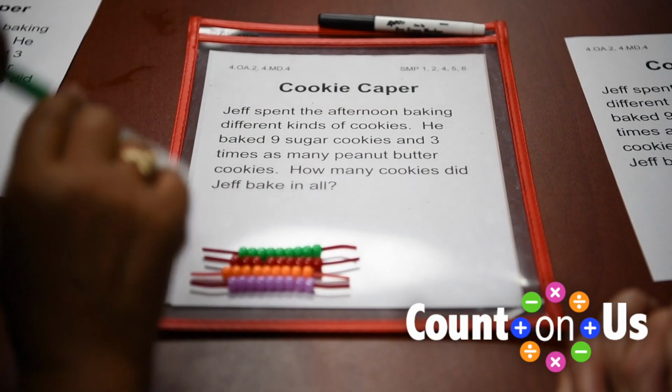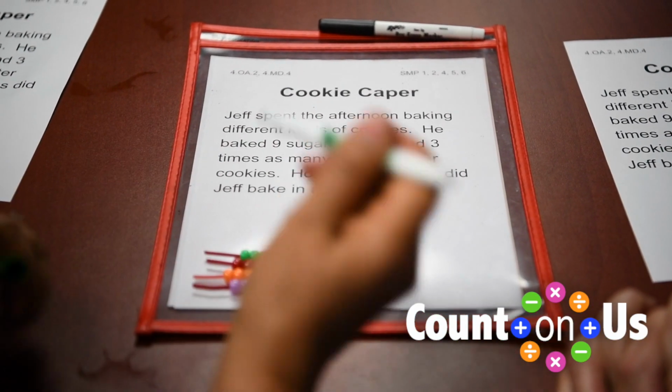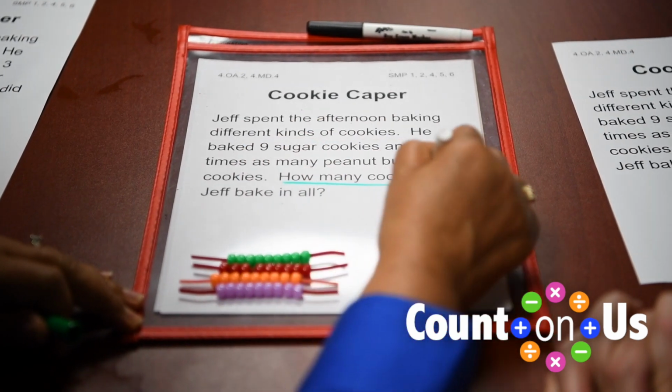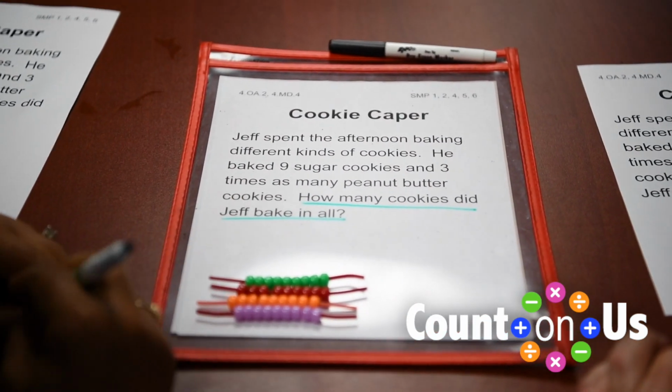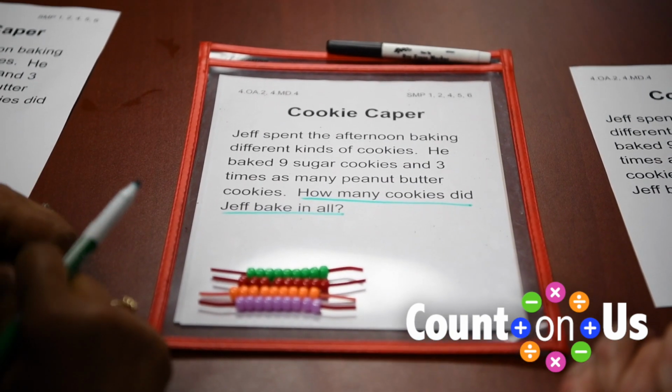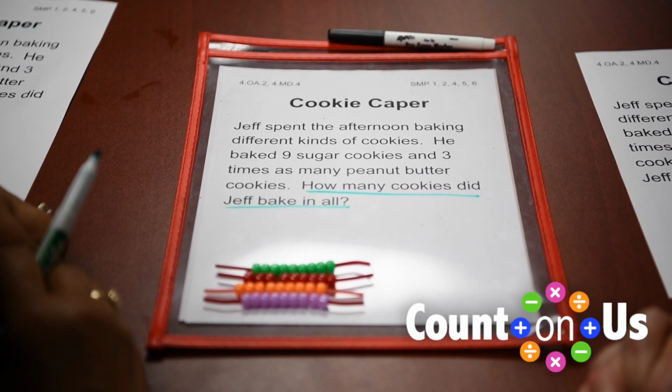Okay, with this particular problem, we will be using several of our mathematical practices. Mathematical practice number 1 is that we need to make sense of the problem. So we can identify the question so that we can go back into the problem and identify what clues or information we need to use to help us answer how many cookies Jeff baked in all.